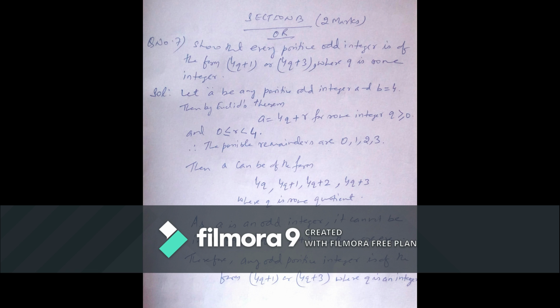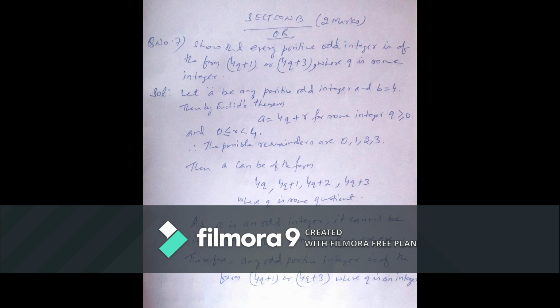So then by Euclid's theorem, a can be written as 4q plus r, where q should be greater than or equal to 0, and r should be between 0 and 4. Why? Because 4 is the divisor. It may be equal to 0, but it should be less than 4. So what are the possibilities for the remainders? The possibilities of the remainders are 0, 1, 2 and 3, because it should be less than 4.